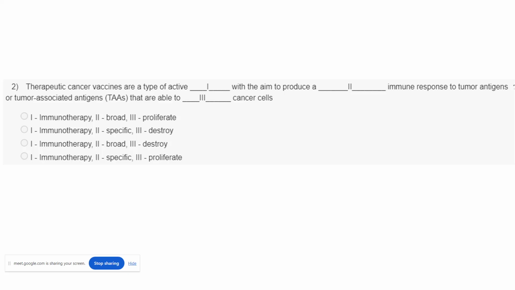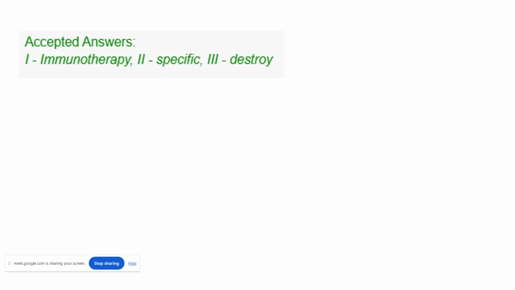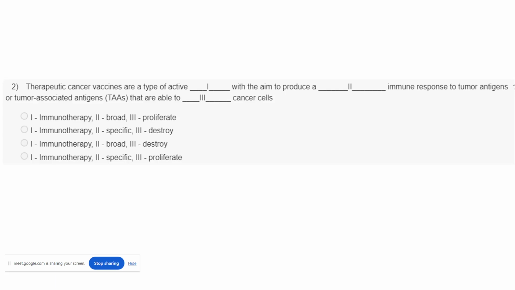Okay. The right answer is option 2. So, here the therapeutic cancer vaccines are a type of active immunotherapy with the aim to produce a specific immune response to tumor antigens or tumor associated antigens that are able to destroy the cancer cells.